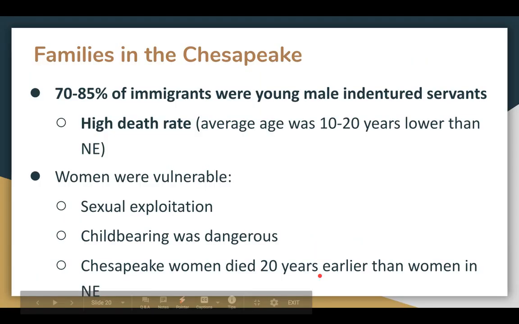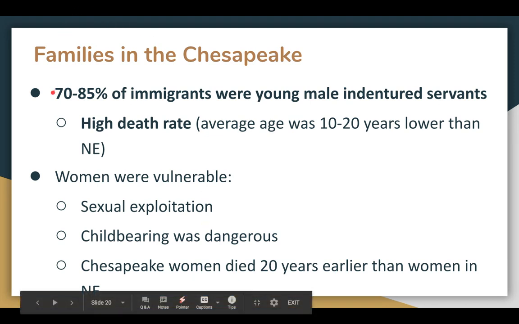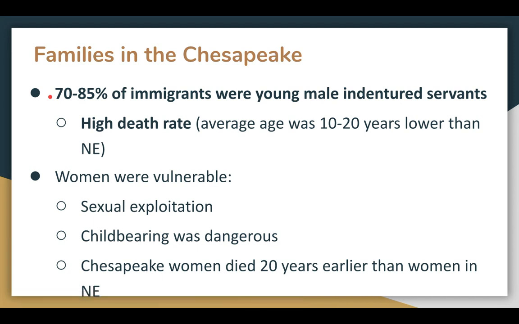So families in the Chesapeake, there's not really families, but what kind of people are in the Chesapeake region? 70 to 85% of immigrants, people coming from England to the New World, are young male indentured servants. Again, I hope you've done the assignment by now. If not, pause this video, go do the indentured servants assignment so you know who these people are. Some of them are criminals. Some of them have a history and a past. They want to start over for some reason. But 70 to 85% of people in the Chesapeake region are young male indentured servants.